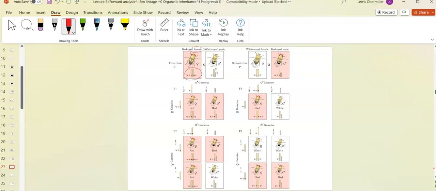So W plus is red eyes. Remember, w is the mutant trait, and then we use the plus symbol to show that's wild type. So W plus would represent the red allele, right? That's going to make a protein that's going to transmit the red wavelength to our eyes. So when we look at the fruit fly, its eyes will be red.